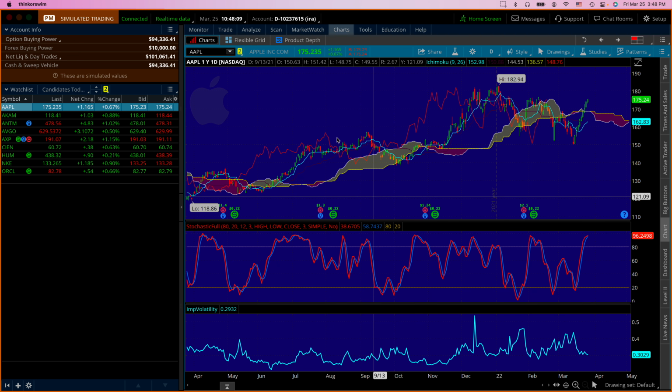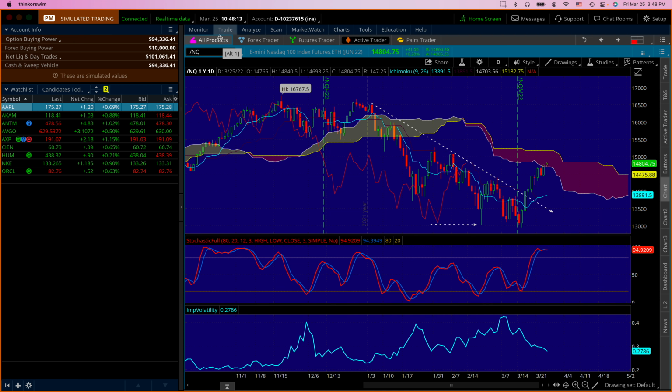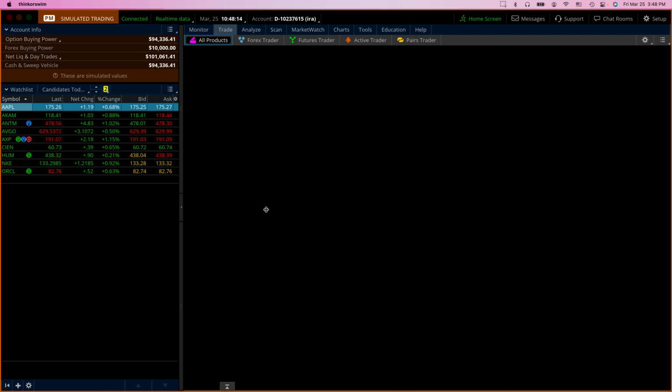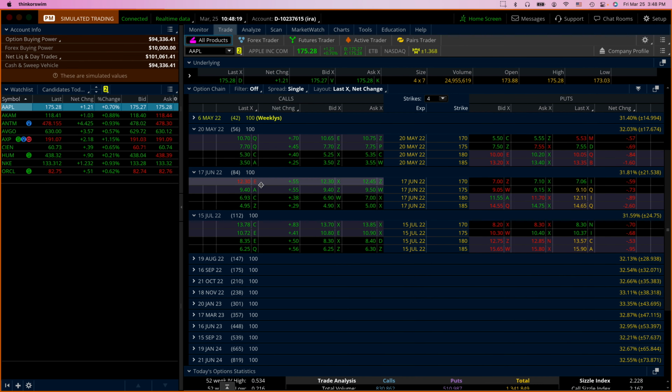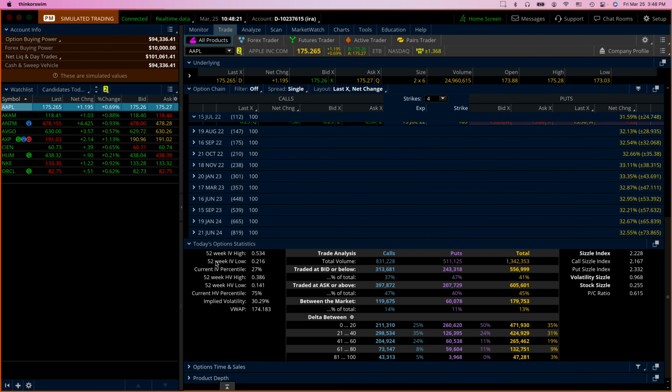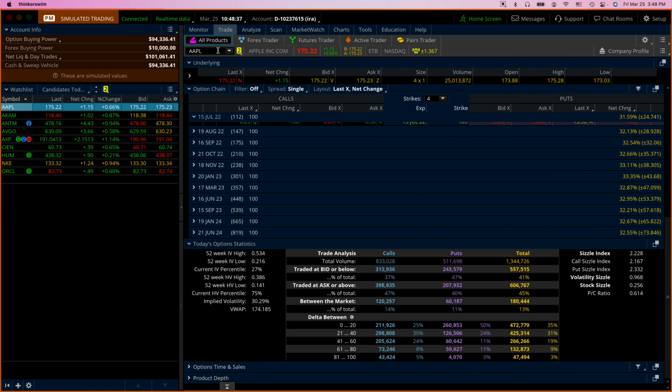To verify that, go to the Trade tab and say All Products, and then look for Apple. Yes, it is there, and then scroll down and you see here current IV percentile 27. We want it to be a 15. Okay, so that's not good. Why? Because volatility can still drop, and that will hurt us. Okay, let's take a look at the Trade tab here.